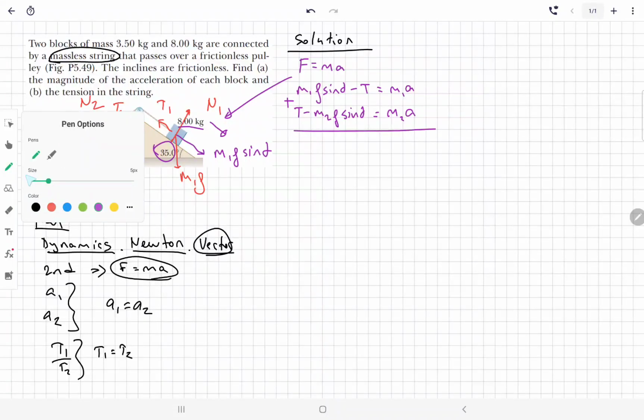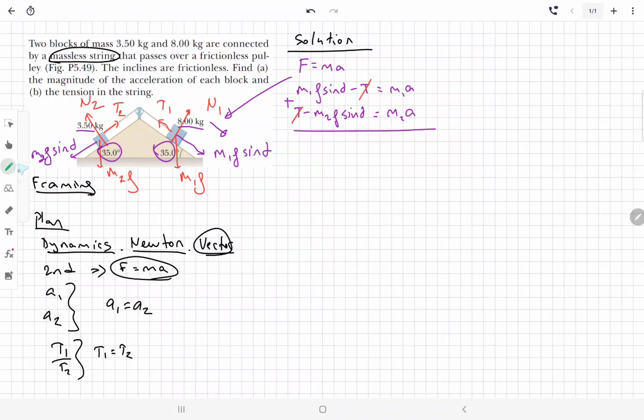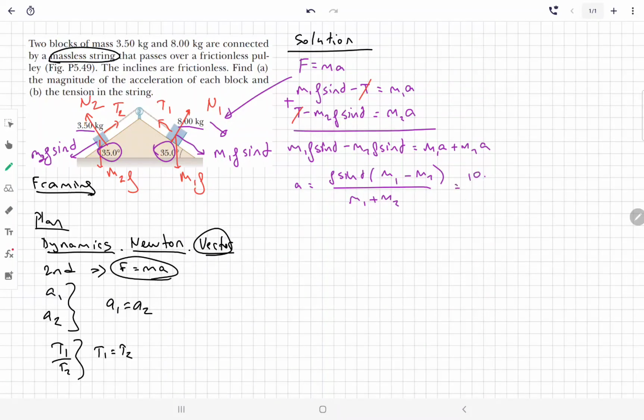Let's add these two equations. So m1g sine alpha minus m2g sine alpha equals m1a plus m2a. From here, acceleration equals g sine alpha times m1 minus m2 over m1 plus m2. So let it be 10 for gravity, sine 35, times 8 kilogram minus 3.5 over 8 kilogram plus 3.5.